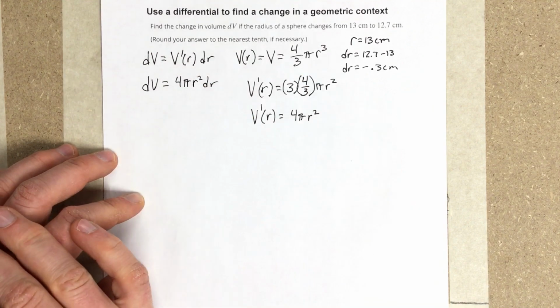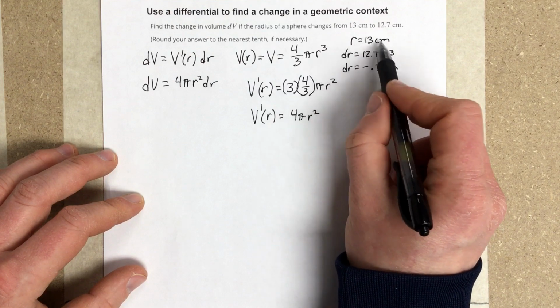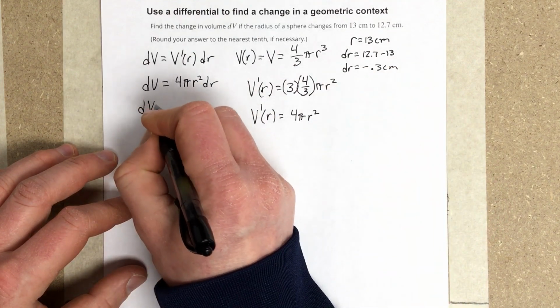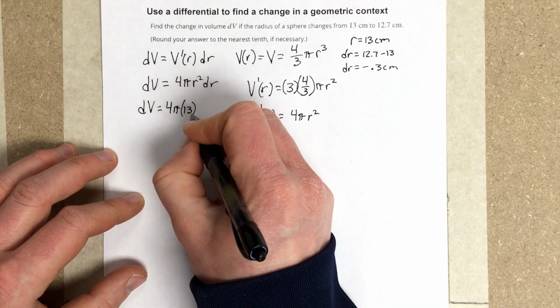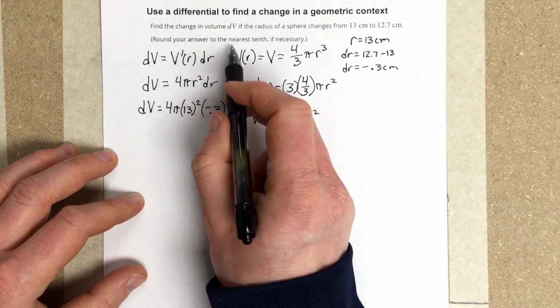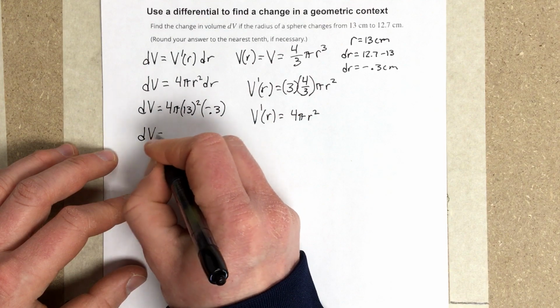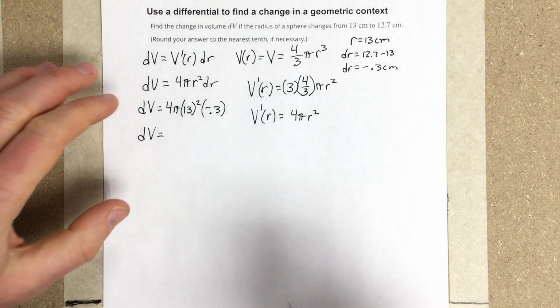So this is just like previous problems that we've done. Our change in radius is negative 0.3, and our original radius is 13, so we're going to write that dV is equal to 4 pi 13 squared times negative 0.3. Now I say round to the nearest tenth, so we'll plug all this in. So we get 13 squared times pi times 4 times negative 0.3. And we get negative 637.1.